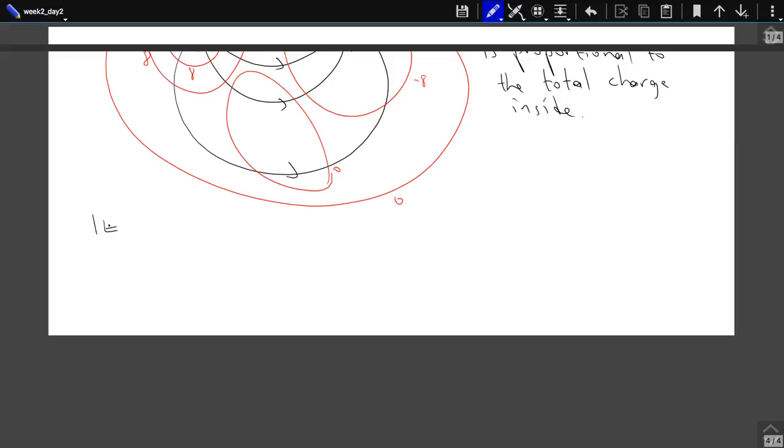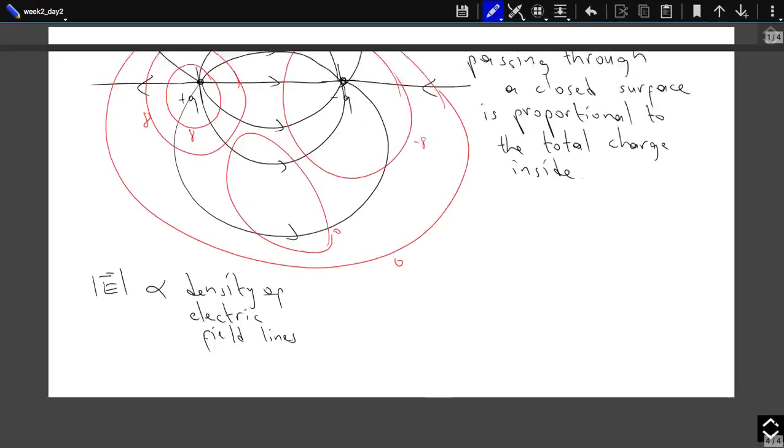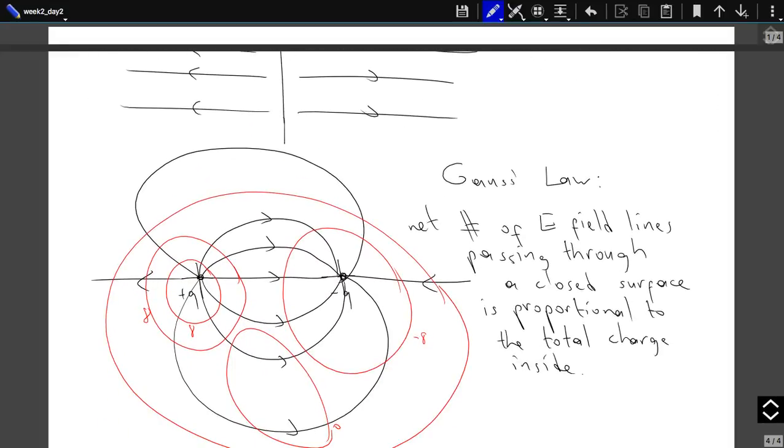Now we said that the magnitude of the electric field is proportional to the density of electric field lines. Well, we all have a vague idea about what this density is. So if you look at this diagram, the electric field lines of a dipole, you will all agree that the density of the electric field lines in this region is larger than the density in this region. But we didn't really make a precise definition.